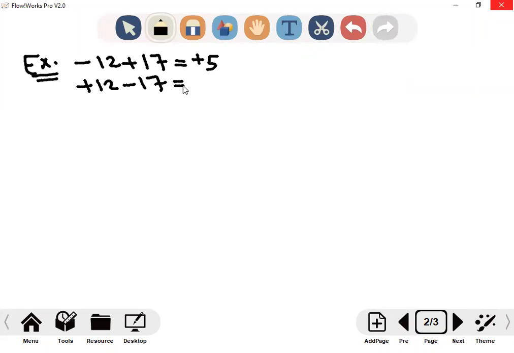If I switch between them, like plus 12 minus 17, same sign or different signs? Different signs. We add or subtract? Subtract. 17 minus 12, 5. Now, what's the bigger here? The negative becomes the bigger. Got it? You understand it? Negative.